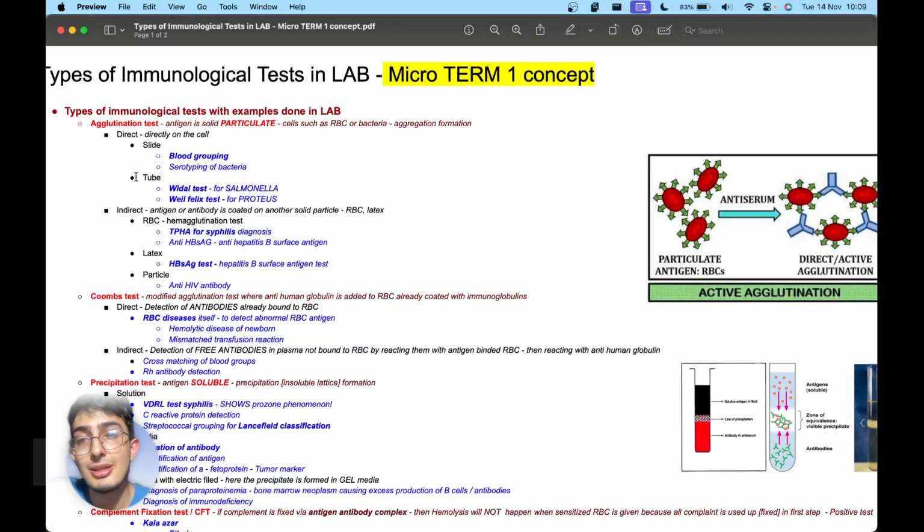So what is agglutination test? Agglutination test is when there is agglutination happening. Agglutination basically means clumping together of RBCs. For example, this is an RBC, this is another RBC. If these two RBCs are now stuck together, attached with each other, and there are so many RBCs attached with each other like this, the RBCs are clumped together, and you can see the clumping of these RBCs in the slide.